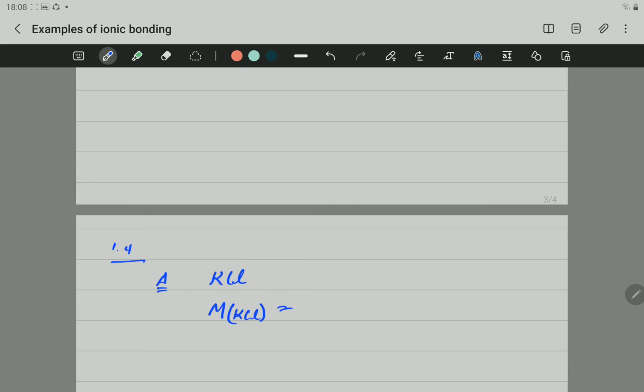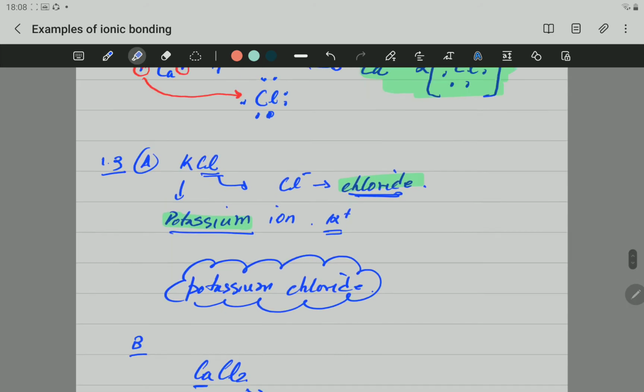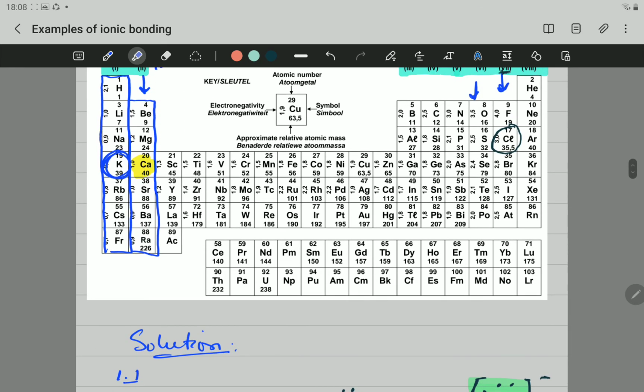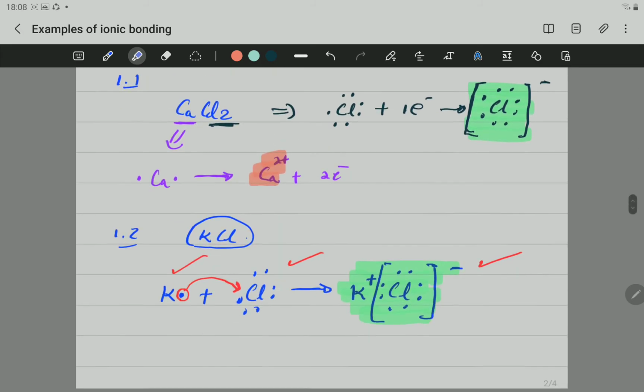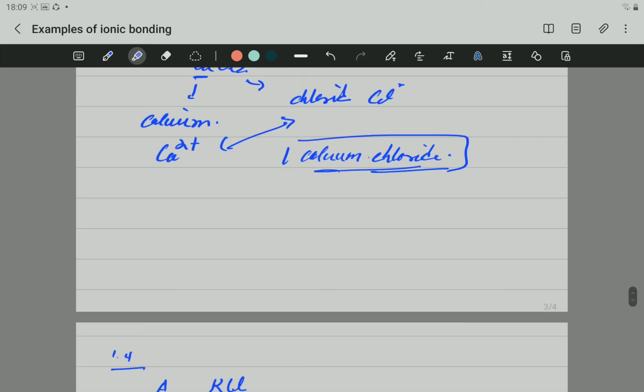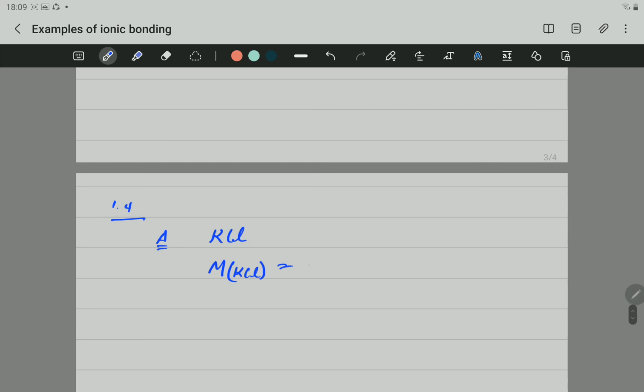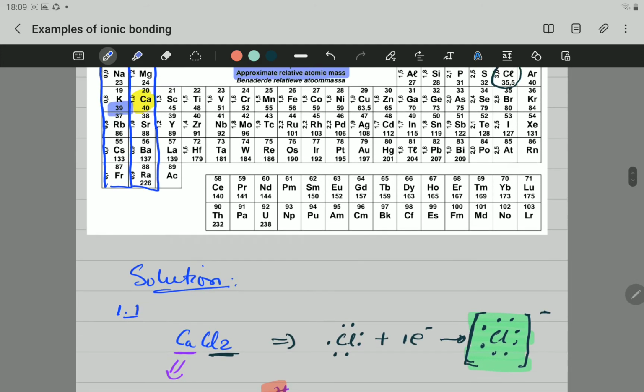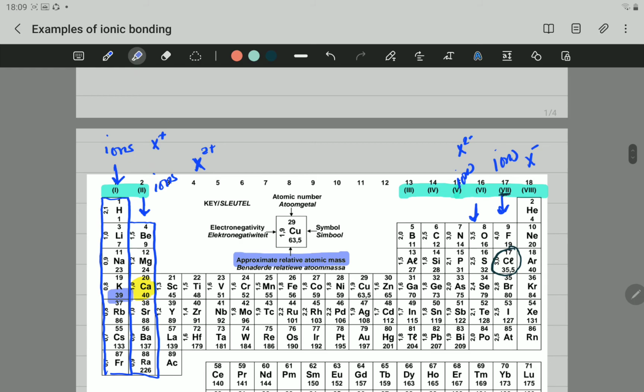Alright, so for KCl, let's go to the periodic table and look for the mass of potassium. Potassium is here. You can see the mass in this specific periodic table is at the bottom. So for potassium, it's going to be 39. So this is going to be 39 plus the mass for chlorine. Chlorine is right here, the number at the bottom. You can see it is 35.5 in my periodic table.